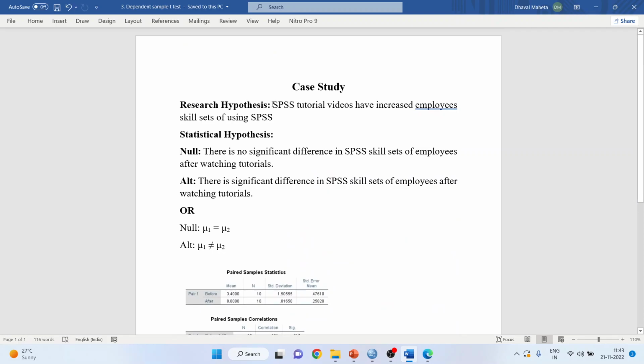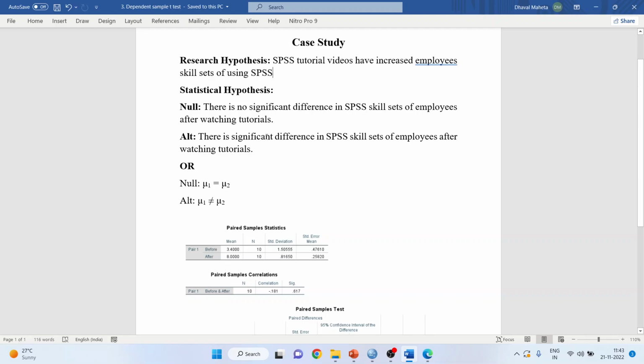So we'll first start with the research hypothesis: SPSS tutorial videos have increased employees' skill sets of using SPSS. We will convert this research hypothesis into the statistical hypothesis. The null is there is no significant difference in SPSS skill sets of employees after watching tutorials. Then the alternative will be there is a significant difference in SPSS skill sets of employees after watching the tutorials. My null will be mu1 is equal to mu2. Alternative is mu1 is not equal to mu2.